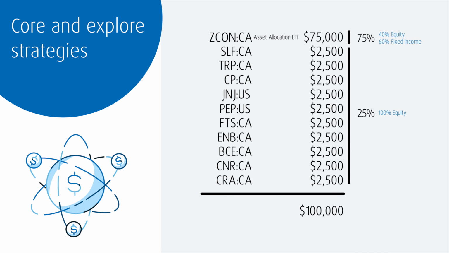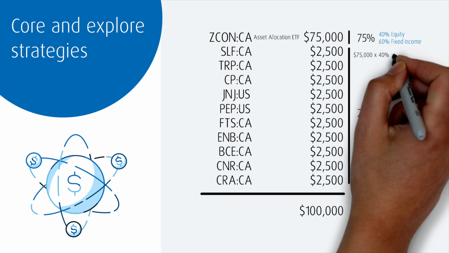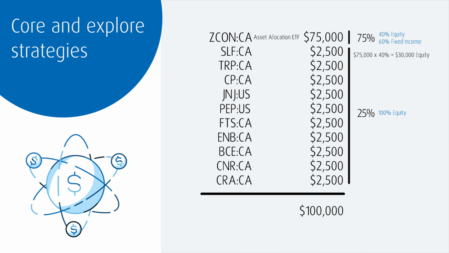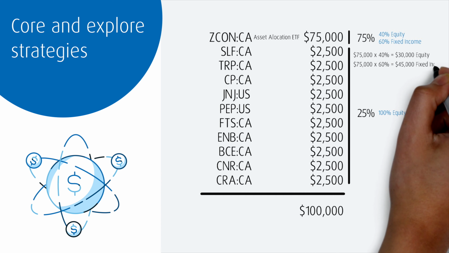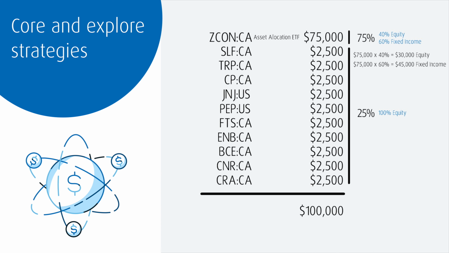To figure out the overall asset allocation, we take the 75% Core, which is $75,000, and multiply by 40% to get $30,000 in equities. And we multiply by 60% to get a $45,000 allocation to fixed income. We add in the $25,000 Explore portion, which is all in equities, for a total equity allocation of $55,000. The total asset allocation split is 55% equity and 45% fixed income. This is a balanced portfolio that would have less risk and long-term return potential than the previous two sample portfolios.